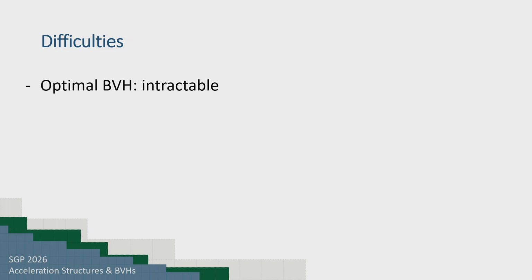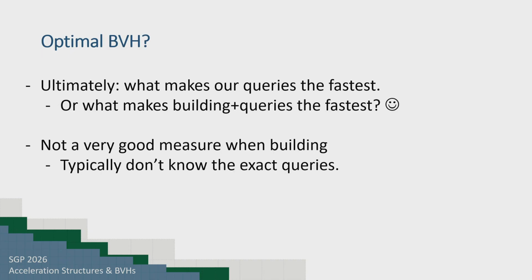Finding the optimal BVH is probably intractable. It's an NP-hard problem. And it's even worse that we don't even know what optimal means in this case. What is the best possible BVH? The answer is something that ultimately makes our queries faster, and in fact, our specific queries that we want to do. Or maybe if you're trying to do this in something like a real-time application, the best one is the one that makes building and the queries the fastest, rather than just one of them.